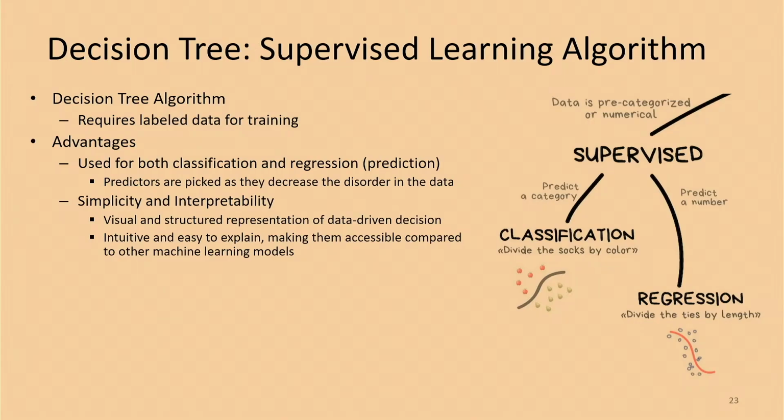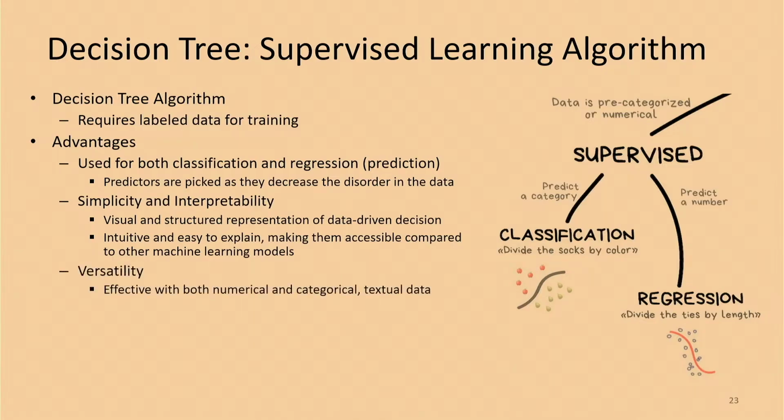Simplicity and interpretability: a visual and structured representation of data-driven decision making, intuitive and easy to explain, making them accessible compared to other machine learning models. So that's what the decision tree algorithm is. We will look at a picture of a decision tree in a minute, and you will see that it is all very visual. A decision tree is very visual, easy to interpret, okay? So that's why it talks about simplicity and interpretability. Versatility: effective with both numerical and categorical data. So it doesn't mean it has to just work with numbers. It can work with non-numerical data.